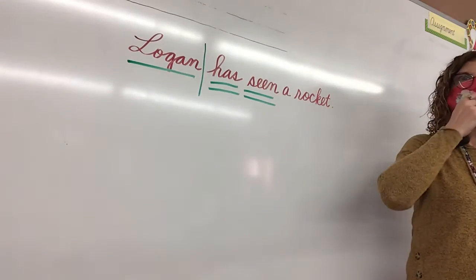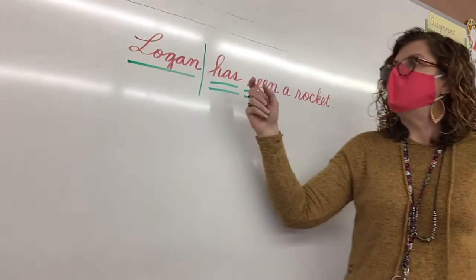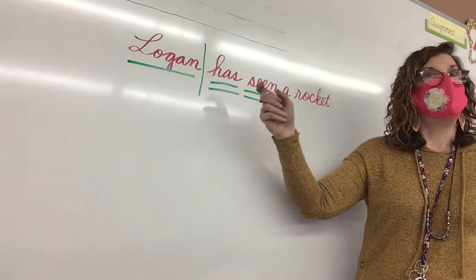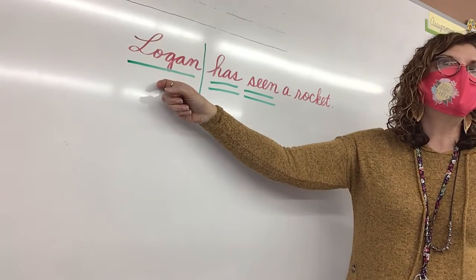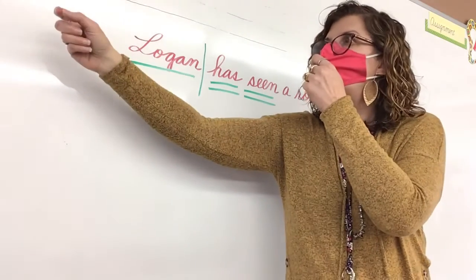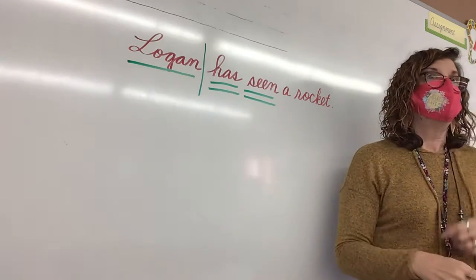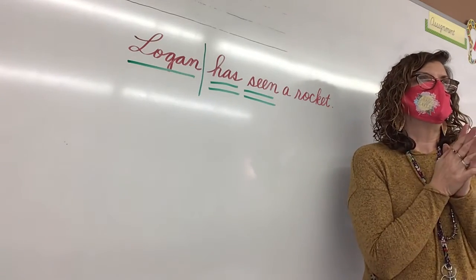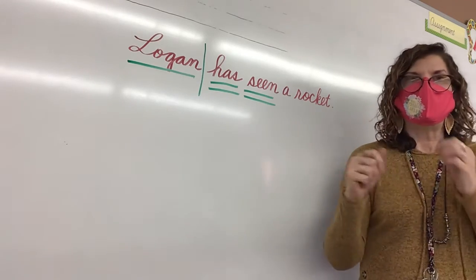It could be two people. It could be Bill and Logan. And then it wouldn't be has seen, it would be have seen, because has goes with the singular subject. And if it was a plural subject like Bill and Logan, then you would have to have seen, because have goes with a plural subject. But you don't have to worry about that part right now. You just have to underline it.